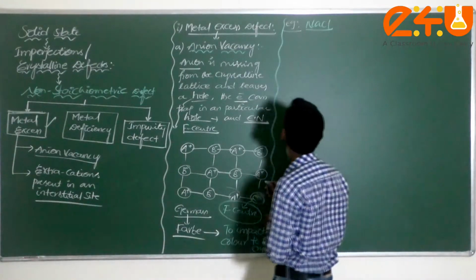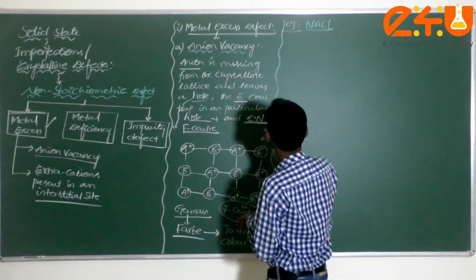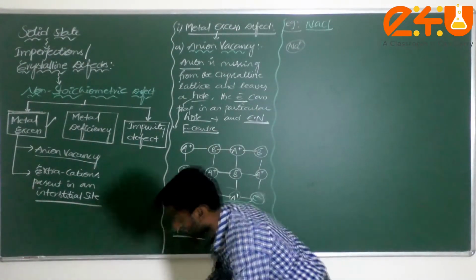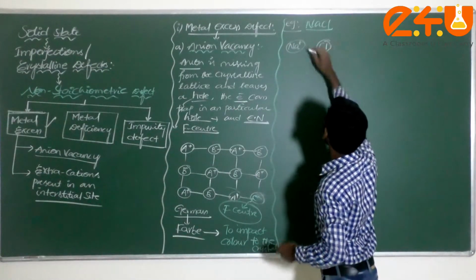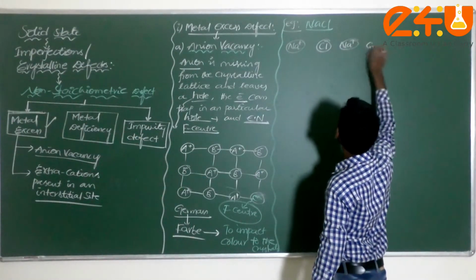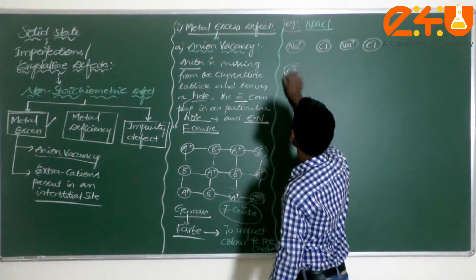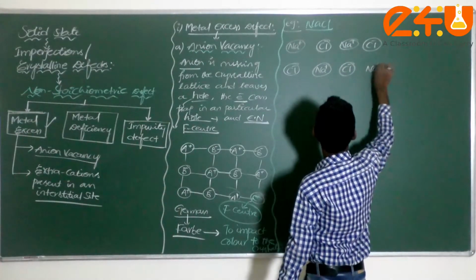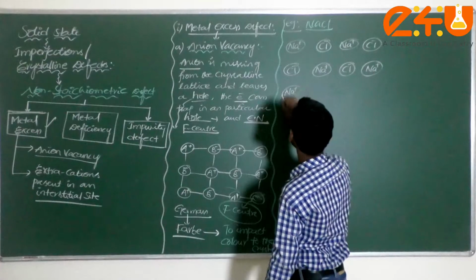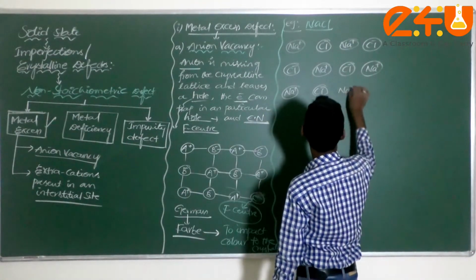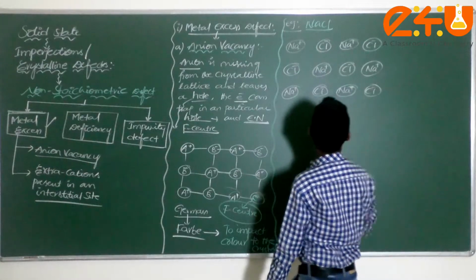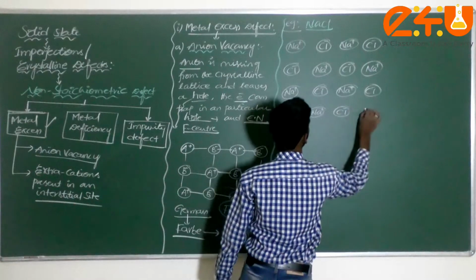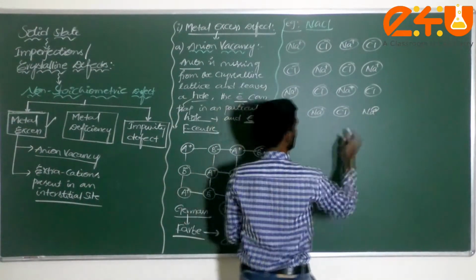Now I am writing the NaCl lattice here first of all. Na plus, and here Cl minus, Na plus, Cl minus, Cl minus, here Na plus, Cl minus, Na plus. Am I correct or not, dear student?